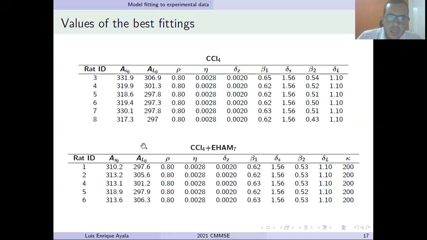In these tables, I show you the parameters and the initial conditions in AST levels and ALT levels for each rat. All the initial conditions are between the healthy levels, and here are the parameter values. And we can observe that the variation in the parameter values is very little.